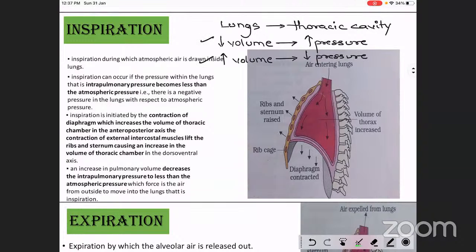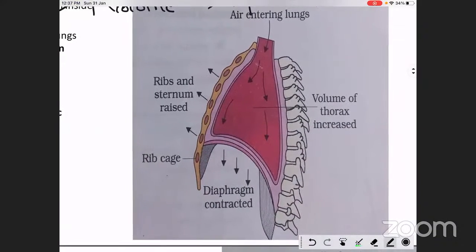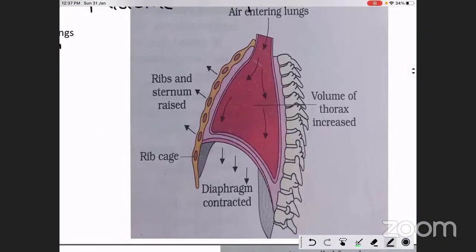So what exactly is happening? There is a diagram in front of you. This is the side view, the cross-sectional view of the thoracic cavity. These are our lungs. These are ribs and sternum, which are forming the ventral wall of the thoracic chamber or thoracic cavity. Then the rib cage will go laterally also. Behind is the vertebral column, and down there is the diaphragm. So these are the different walls of the thoracic chamber.